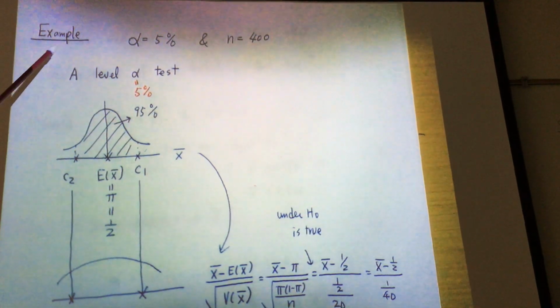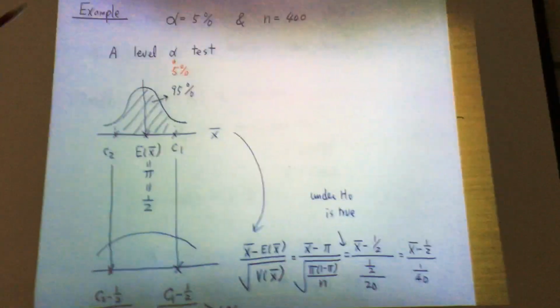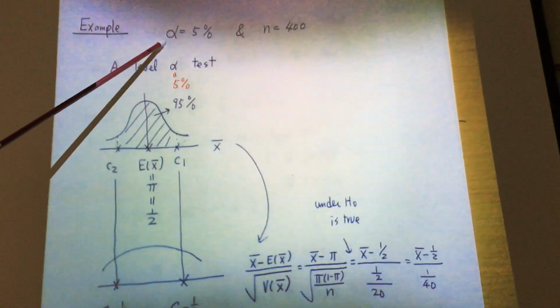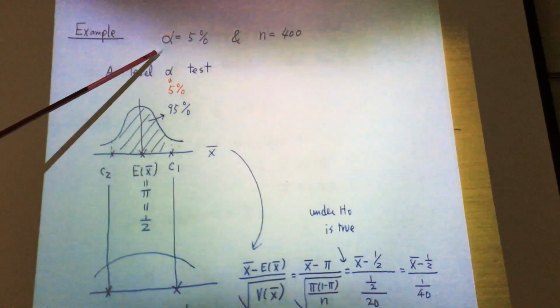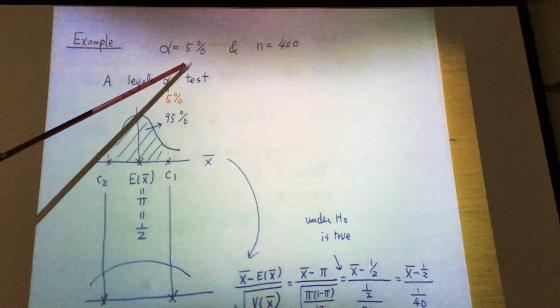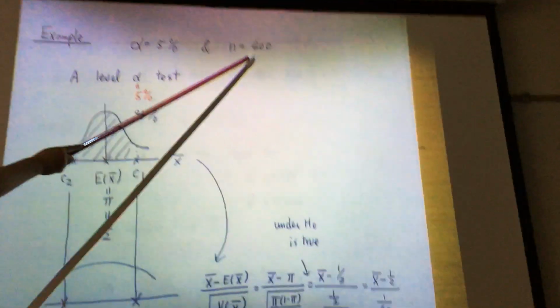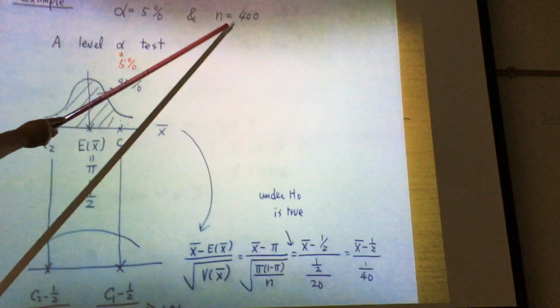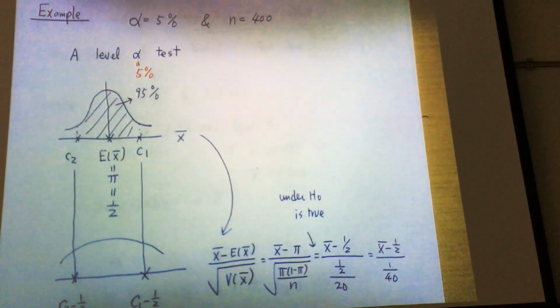Okay? Let's look at the other factor that can also change the power of the test. Say this time we don't change alpha, the level of significance. We keep alpha equal to 5%. But we increase the sample size from 100 to 400. Okay? So what will change? The power. Let's see.